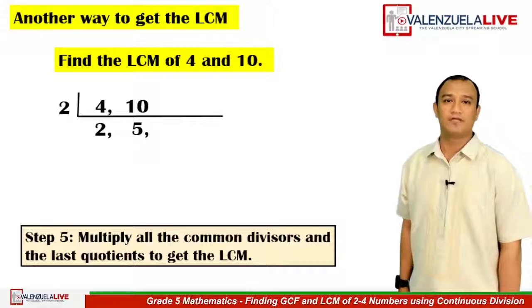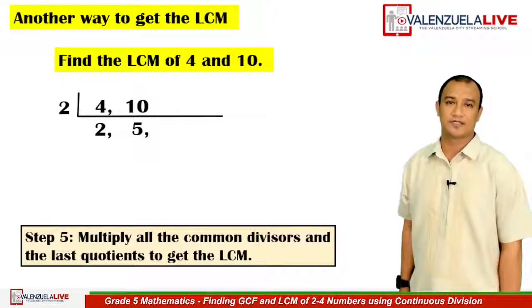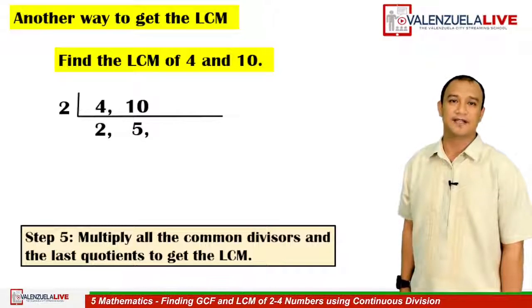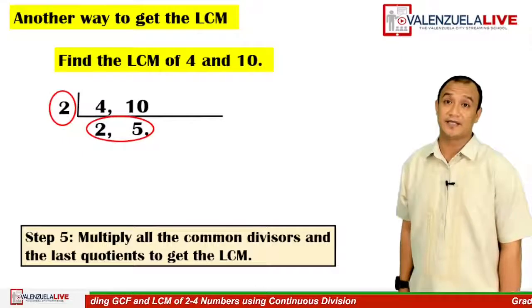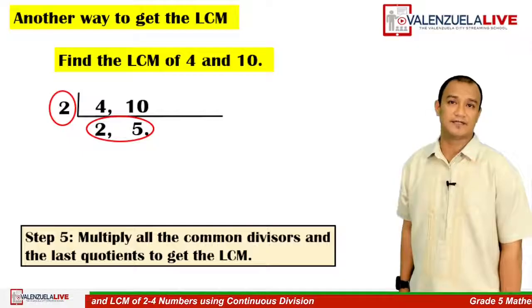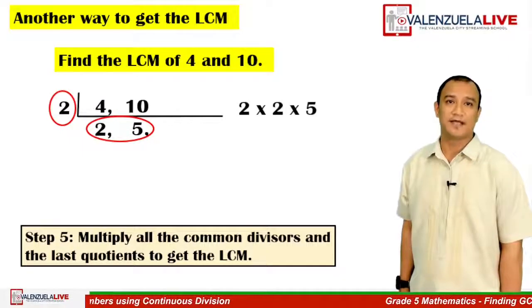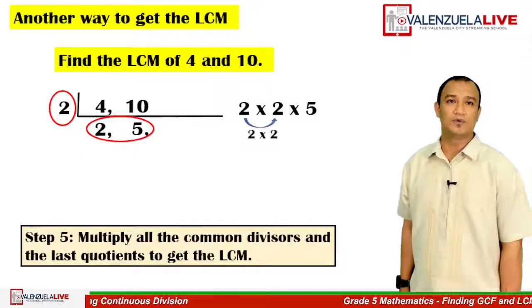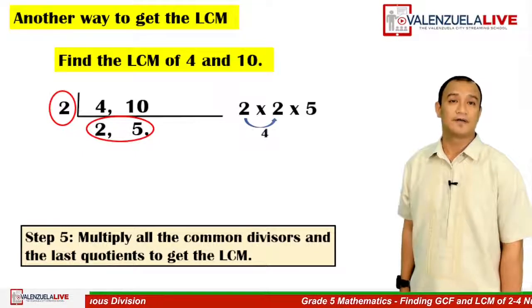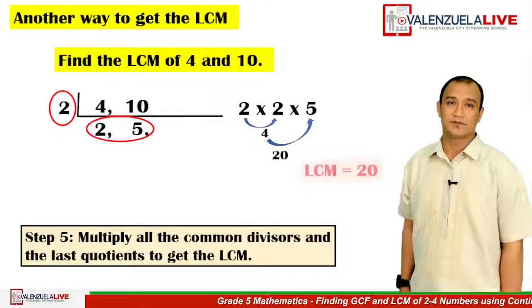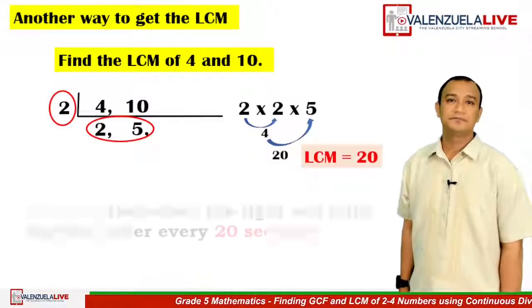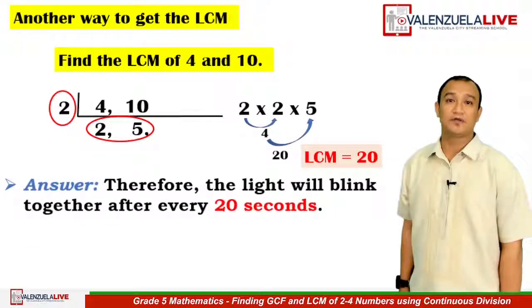Multiply all the common divisors and the last quotients to find the LCM. So here, our common divisor is 2, and the last quotients are 2 and 5. Now, let's multiply them. 2 times 2 is 4, and 4 times 5 is 20. So therefore, the lights will blink together every 20 seconds.